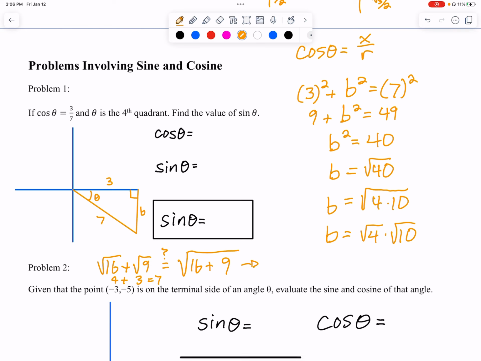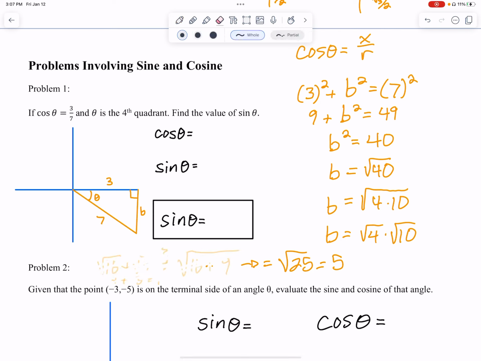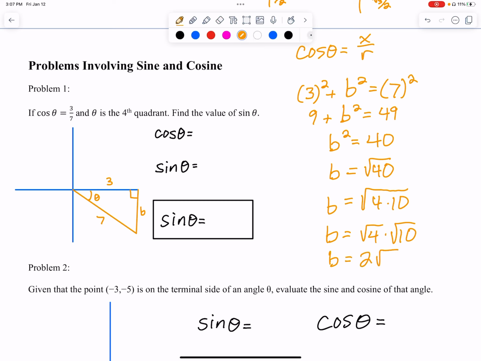But if I go this different way, this is an accurate way, 16 plus 9 is 25, which is 5. 7 and 5 are not equal. This is where you can't do that. So if it's a plus sign or a minus sign, you can't split your radical. But if it's a multiplication sign or a division sign, you can split your radical up. Okay. So after I split it up like that, the reason we picked 4 is because now I can take the square root of 4 and get it to 2 square roots of 10.